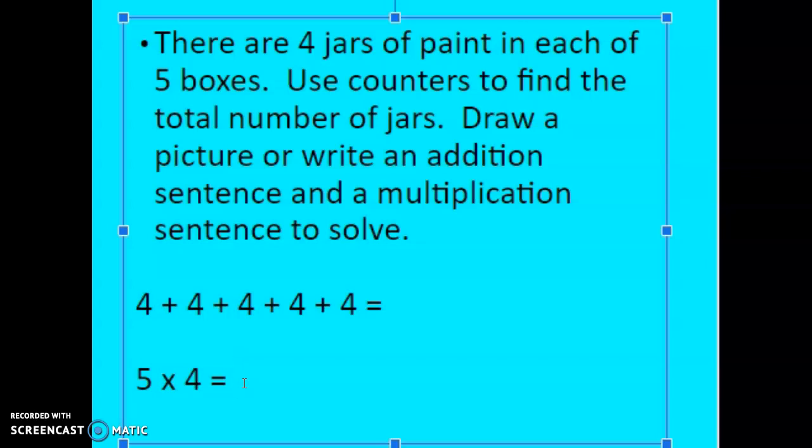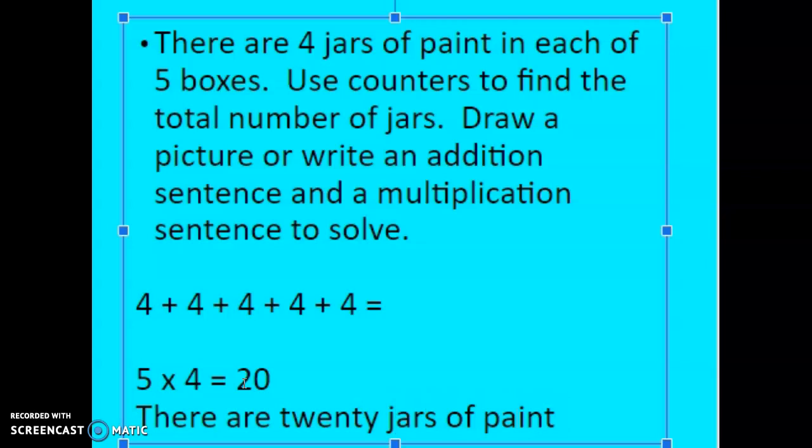Okay. So in this particular case, I can count by my fours. Or I could just count everything in the grid, just like for my drawing. I could count those individually. But when I do 4 plus 4, I get 8. 4 more is 12. 4 more is 16. 4 more is 20. So my answer would be 20. So there is going to be 20 jars in this problem.